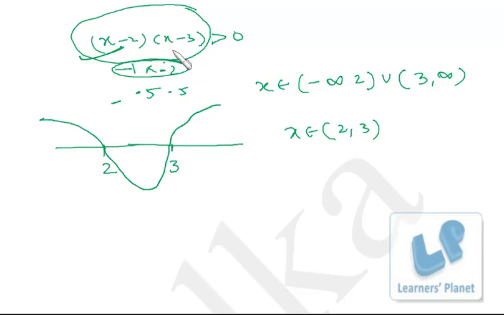Okay, so that is a very simple concept. It really doesn't matter whether x minus 2 and x minus 3 are getting multiplied, or one of them is in the numerator and the other is in the denominator, right? The solution set will be the same. Okay, I'll take some more examples.